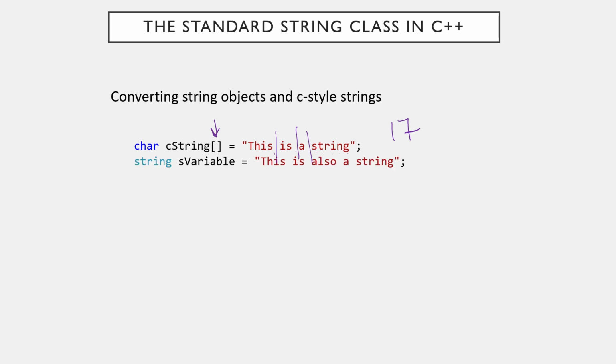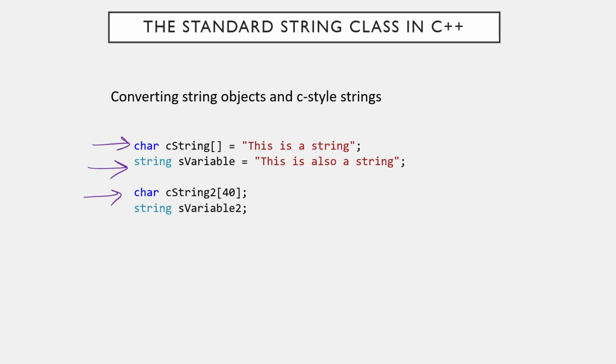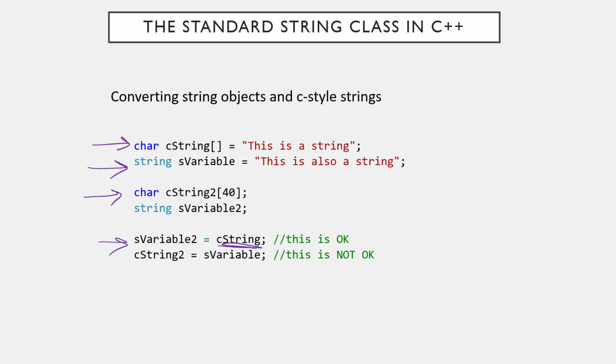All right, so this is also a string. This is a C style string and this is a C++ style string, and they're both stored the same way, but unless you're part of the string class, they don't work together. So this is going to give you a string that's size 40, so you can't put anything greater than 40 in it. This is just going to give you a string variable of any size. So you can assign a C style string to a C++ style string.